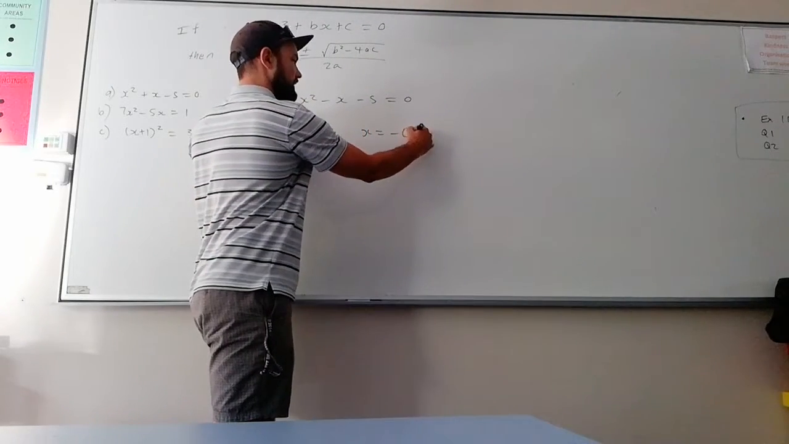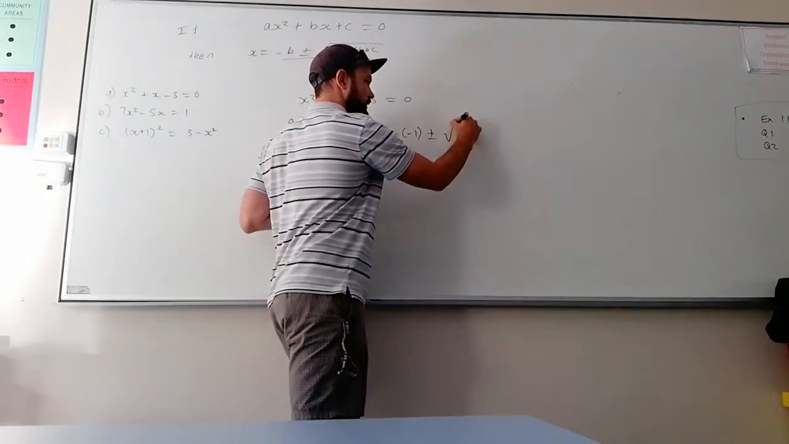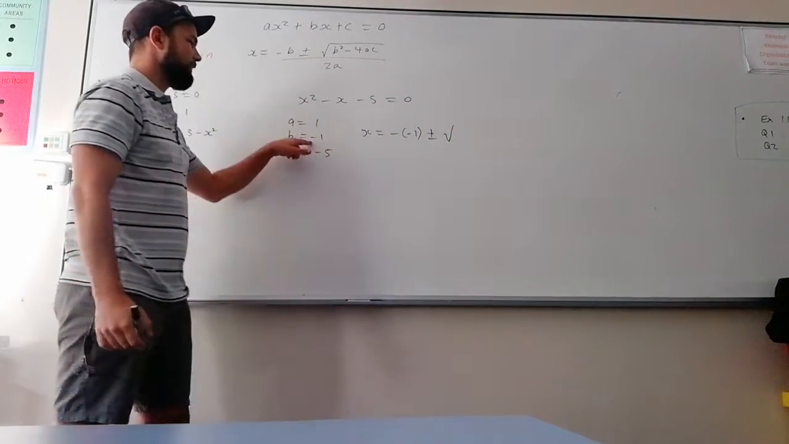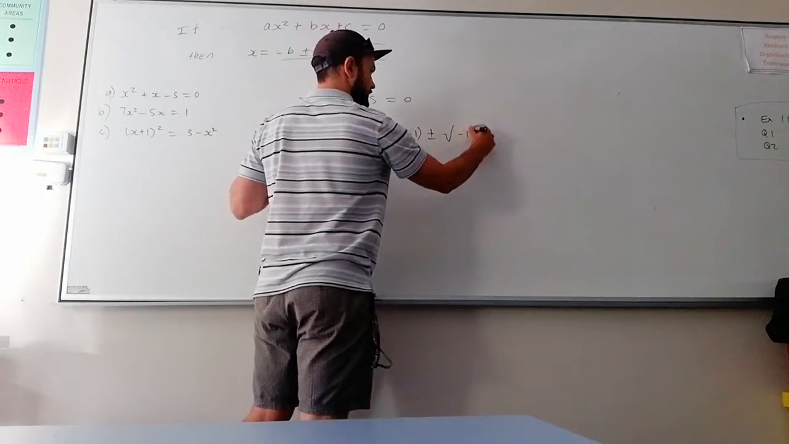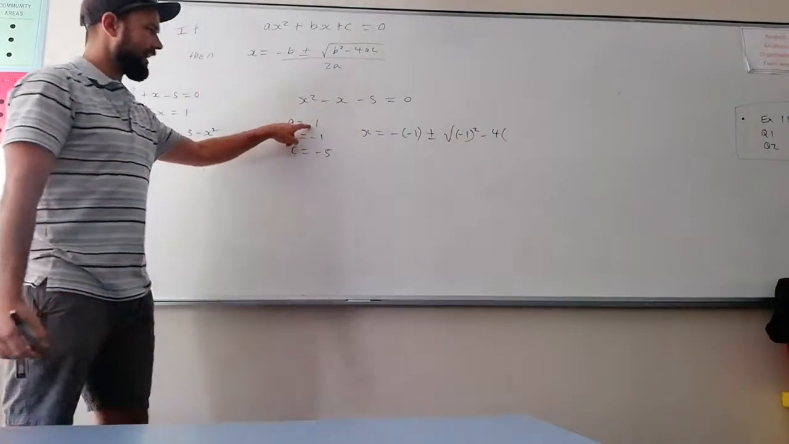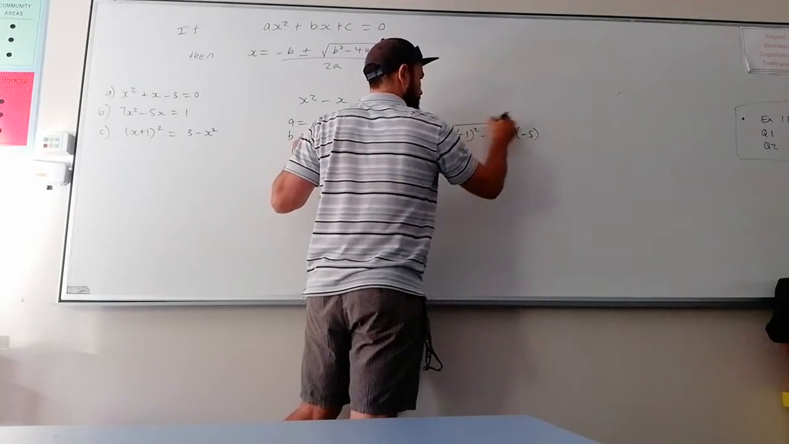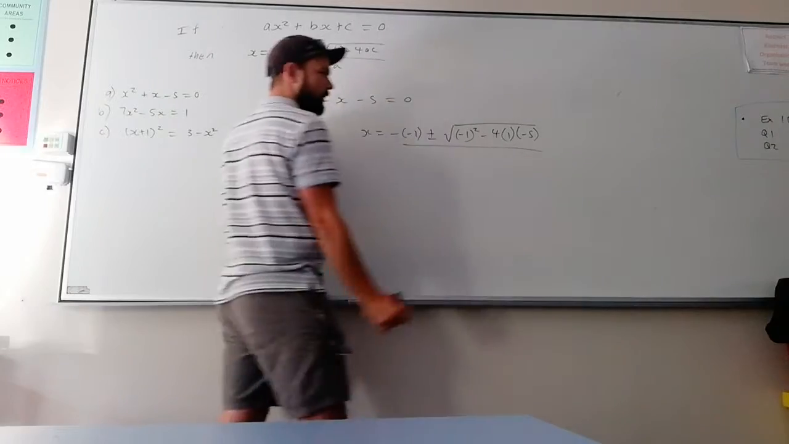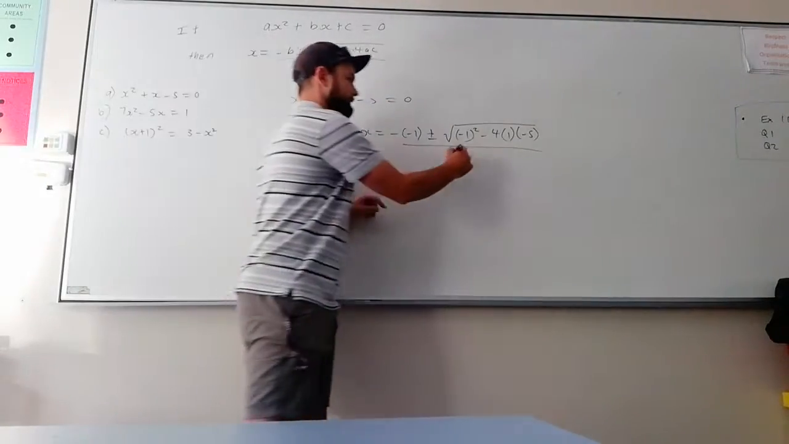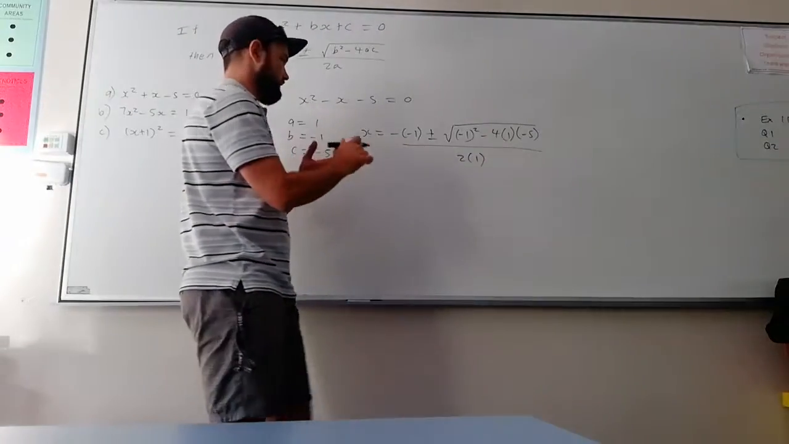Minus b, so that's minus minus 1, plus or minus the square root of b squared, so minus 1 squared, take 4 times a times c. And that's all on top of 2a. And then you just have to crunch this for the solutions.